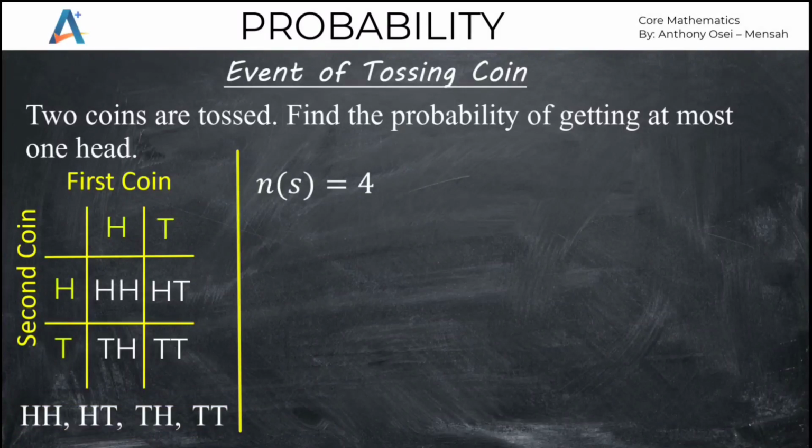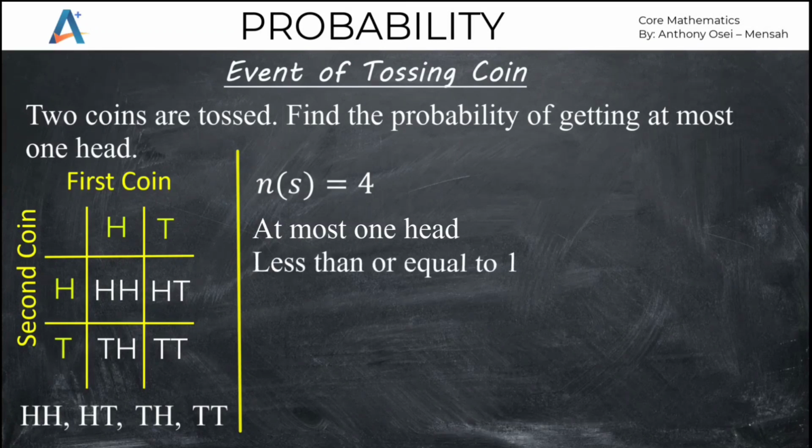Now let's see. Once we have this, the question now wants what we call at most one head. And I want you to understand this English. At most one head. This is a clause. Now, with this, you have to then know the meaning of at most one head. One meaning of at most one head is less than or equal to. Less than or equal to one.